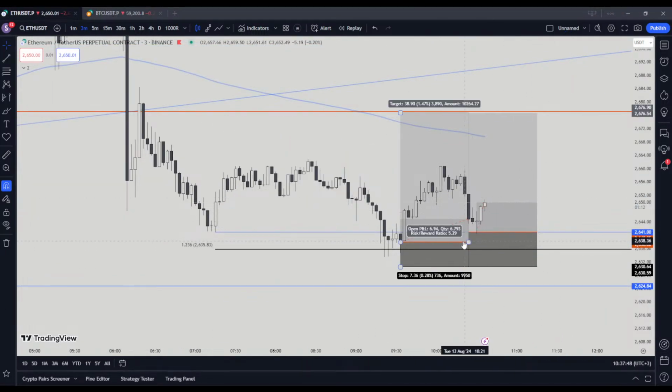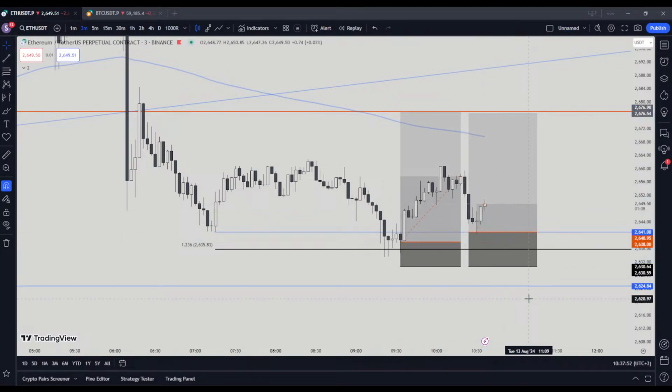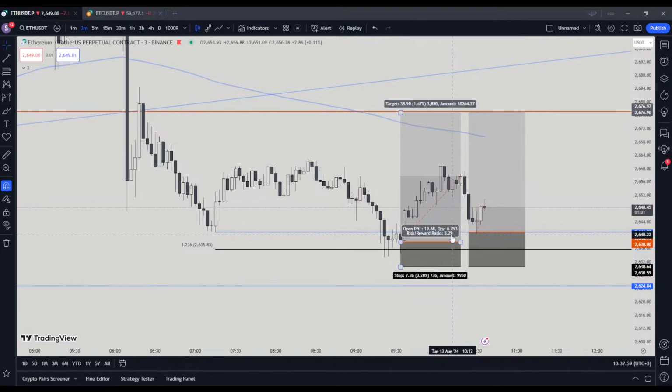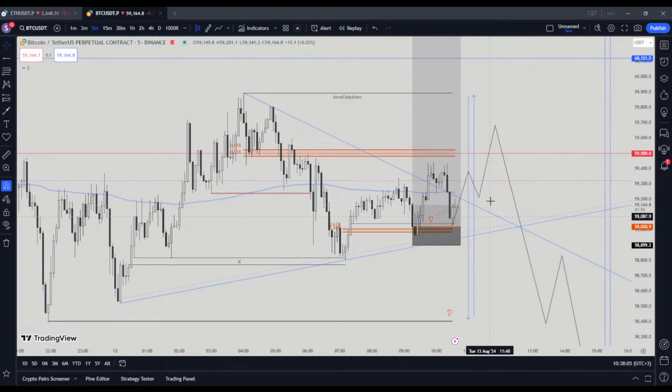Okay, so you see, if you didn't have an entry on Ethereum, now you have one on this triple tap. It's a 3.48 R, and this one is a 5.29 R. Pretty good probability setups in my textbook. Here I cannot do anything because technically speaking, we didn't break the market structure. We have an M, but below the 61.8. So in my point of view, this is more of a trap.